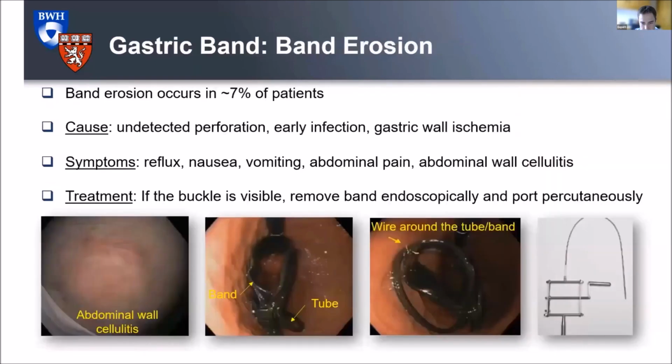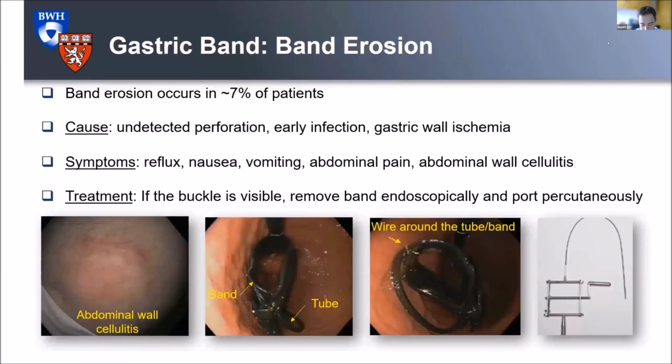Another possible finding is band erosion. Patients may present with non-specific GI symptoms such as reflux, nausea, and vomiting. In this case, a patient might actually present with abdominal wall cellulitis. When I did an endoscopy, I saw both a band and tube protruding into the gastric lumen.